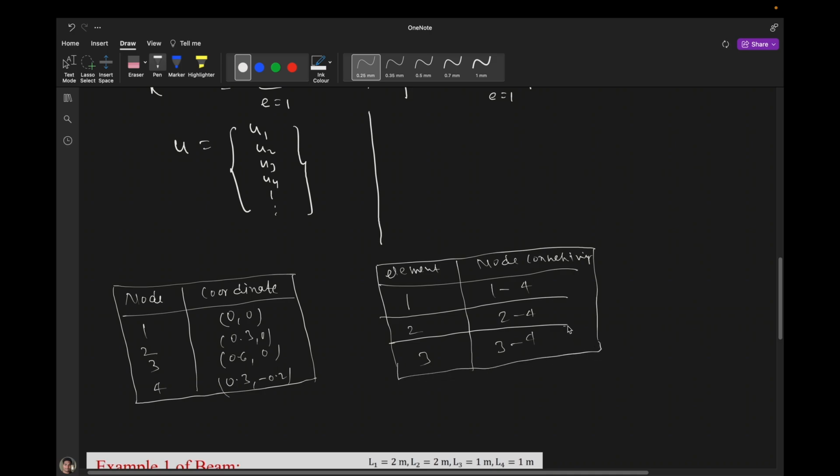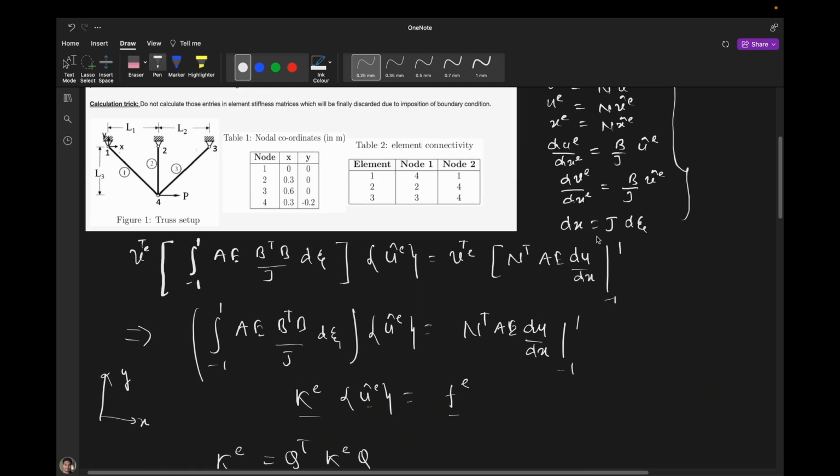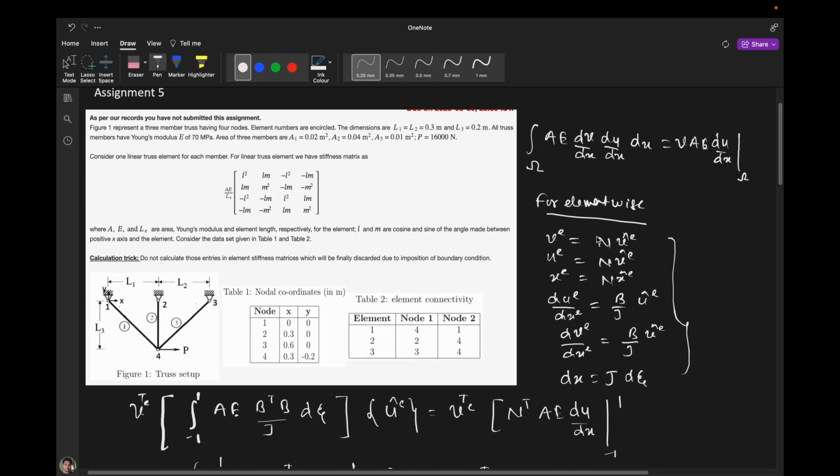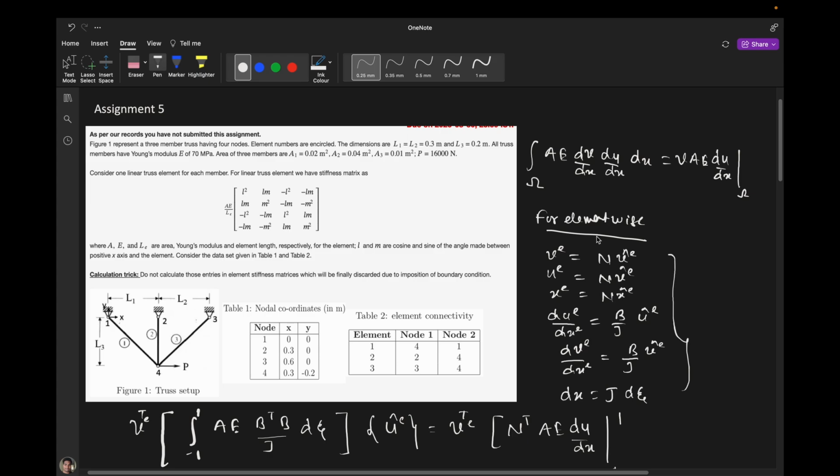So this is the problem, okay. And here we also need to take care of how the area is changing, because there are 3 truss members with 3 different areas, and lengths are also different, and P, which is a force acting on node number 4, okay, is in the horizontal direction. Okay, let's solve this problem in MATLAB.